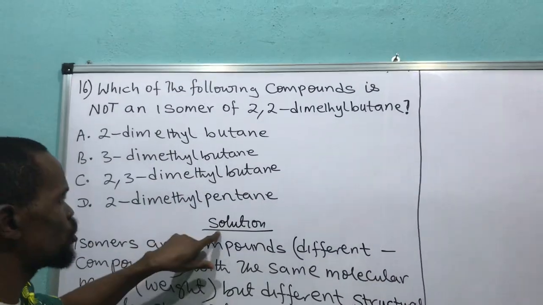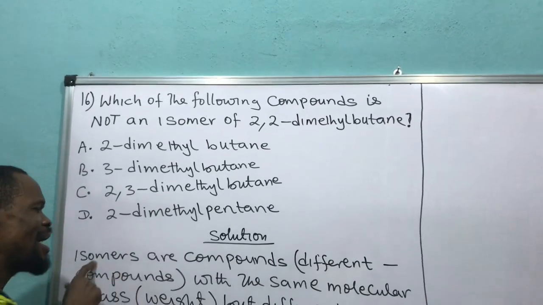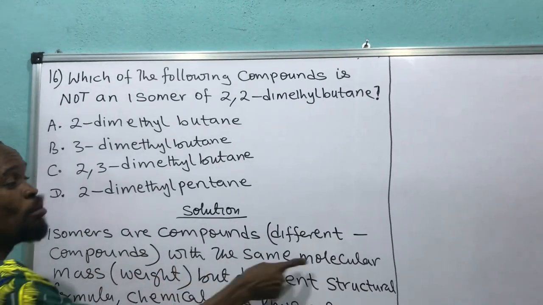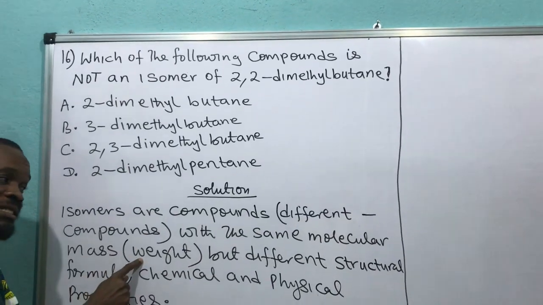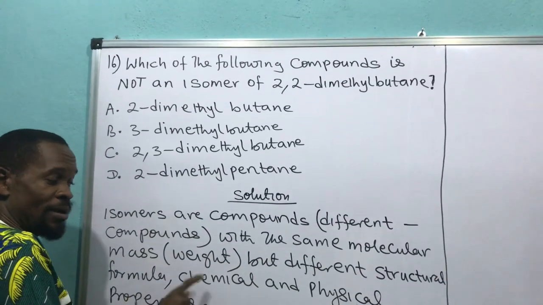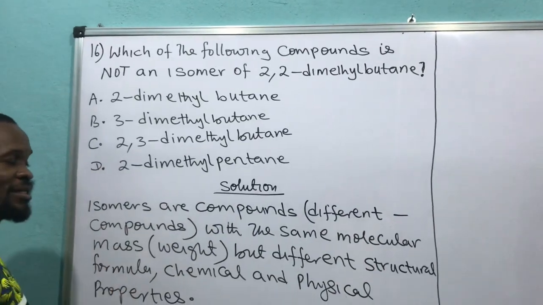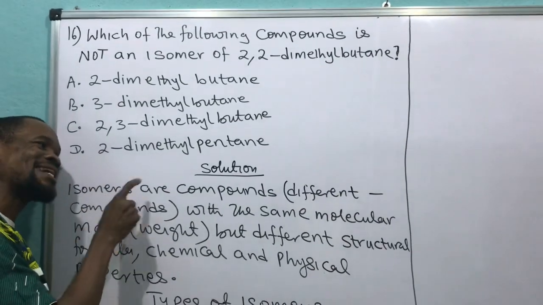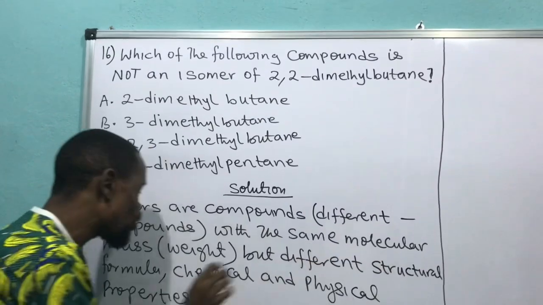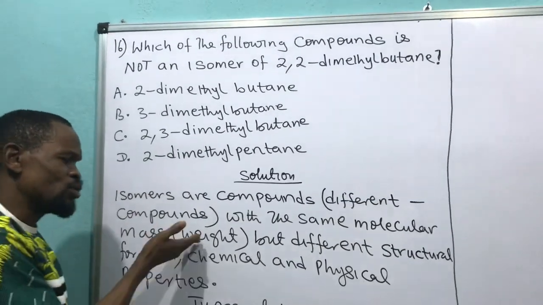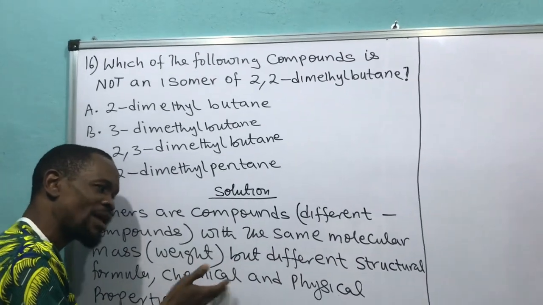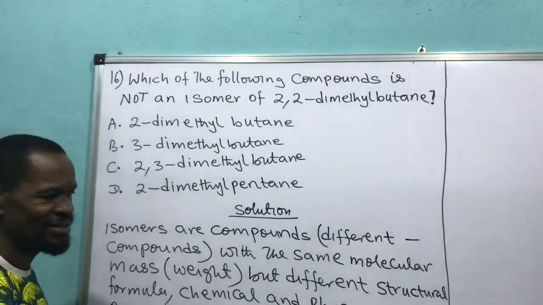When I say solution, we say isomers. Isomers are different compounds with the same molecular mass, which we call weight, but different structural formulas, and they also have different chemical and physical properties. That's what we call isomers.